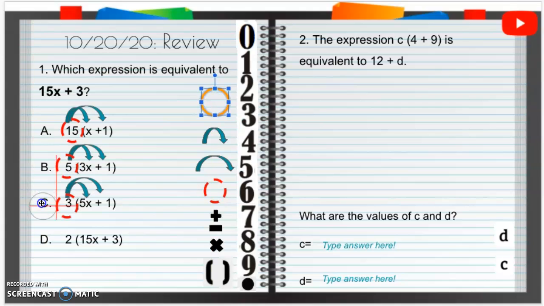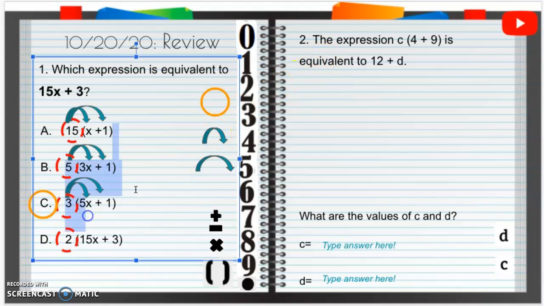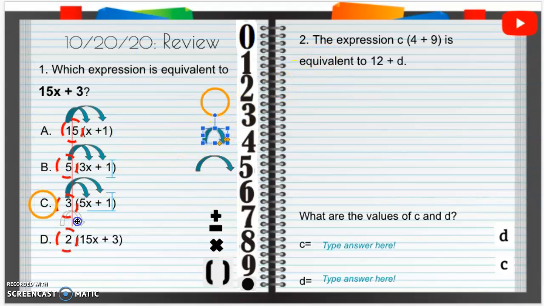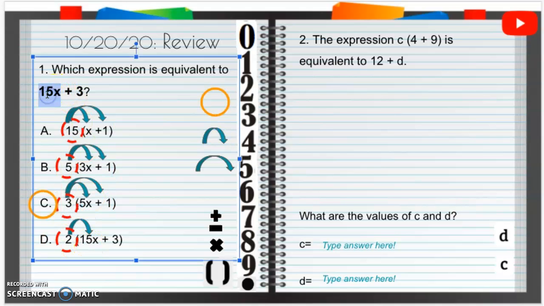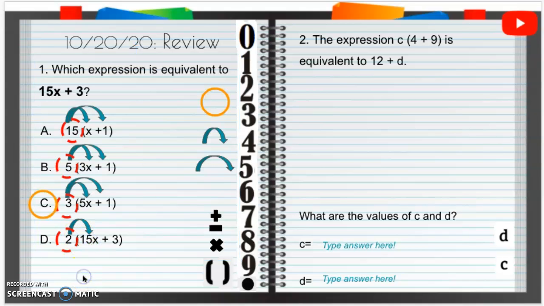Let's make sure it is not the last one. So the last one says, okay, this 2's in front. That 2 multiplied by that 15x, that's going to be 30x. Oh, no. It's just 15x, not 30 times x. So our answer is, in fact, C.